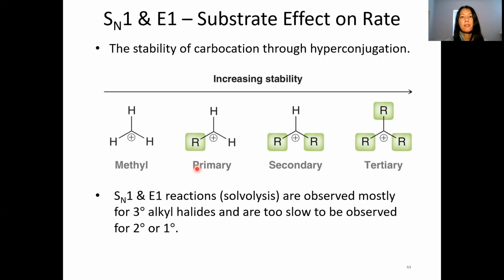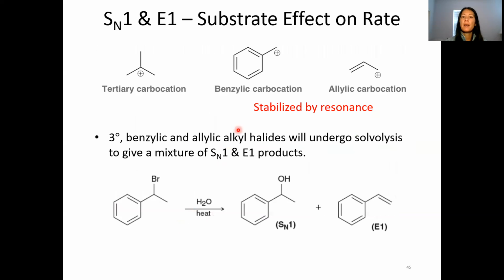The substrate can make a difference. As I mentioned, tertiary is very good. That drops off with secondary, but that can come into play. So we did see that being operative in a previous problem. Both SN1 and SN2 can occur with that. Primary, not so good. So basically, what you need to know is SN1 and E1 are mostly observed for tertiary alkyl halides and are too slow for the secondary or primary. But benzylic and allylic are also good.